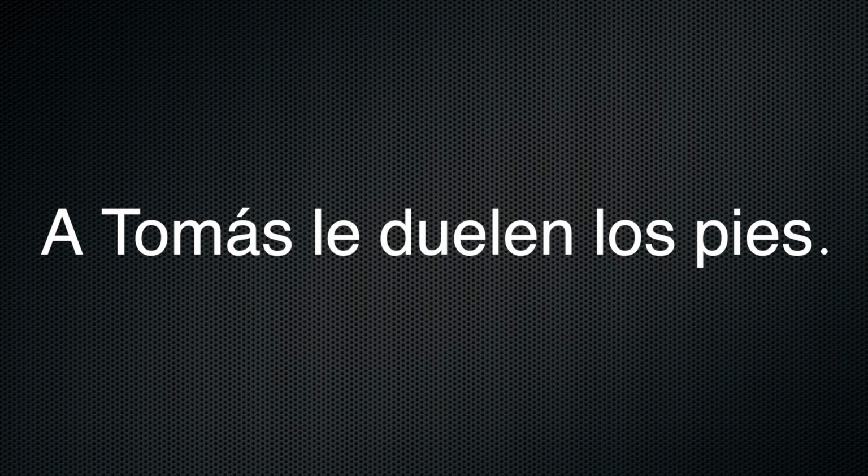So what do we have here? We have the indirect object pronoun. That's a Tomás. We have the indirect object pronoun, le. Then we have the verb. And then we have this thing at the end that is acting more like a subject. All right? There is no direct object, therefore there is no double substitution.